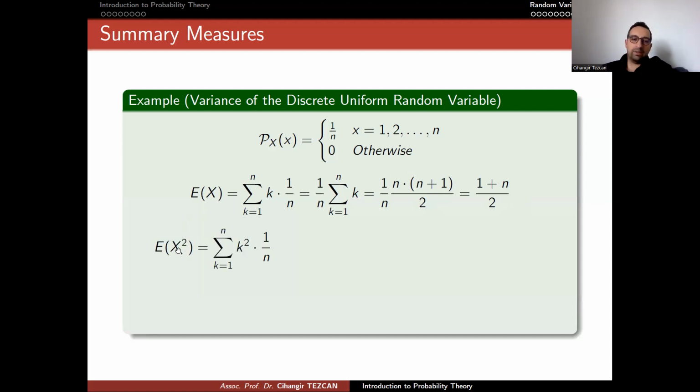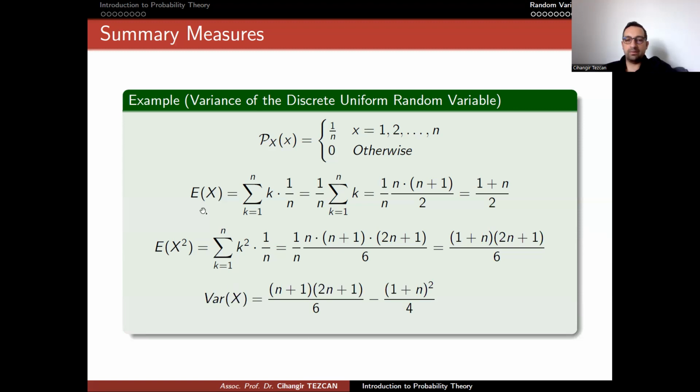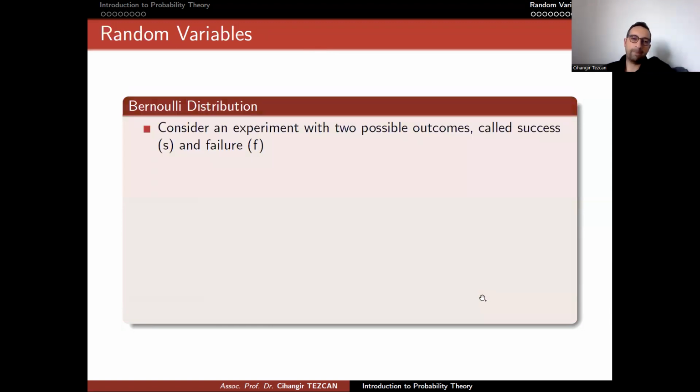If you instead calculate the expected value of X squared, we write k squared this time, you calculate it, and you end up with this value. Recall that I defined variance using these two values: this one minus the expected value squared. So the variance is this. This way, we calculated the expected value and the variance of the discrete uniform random variable. Of course, if you take the square root, then you obtain the standard deviation.